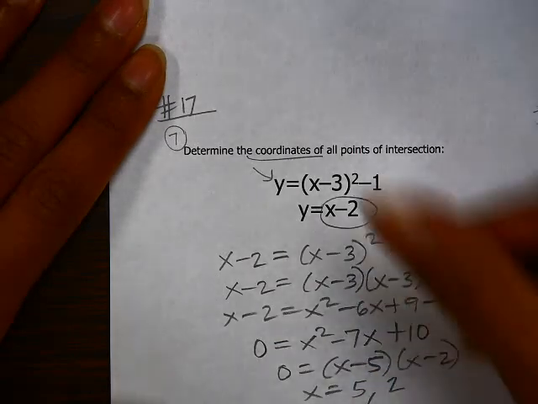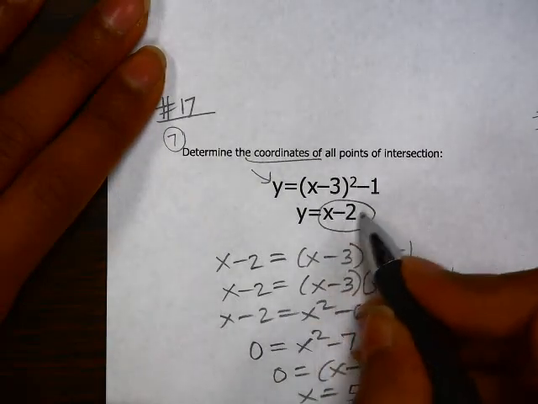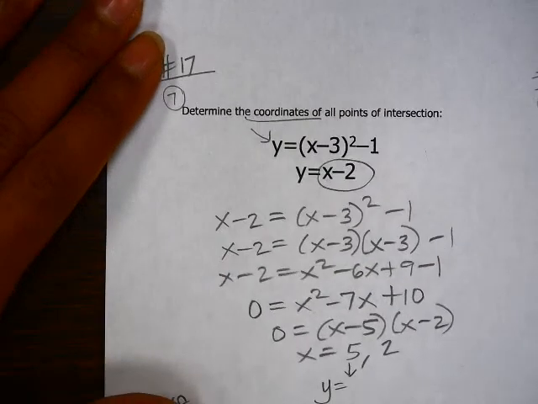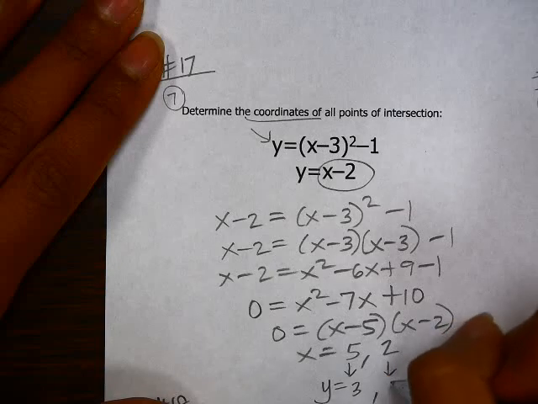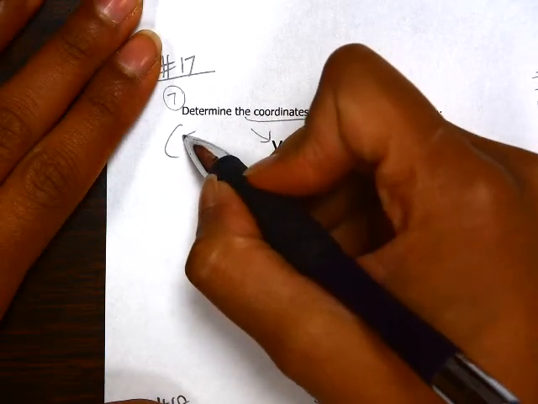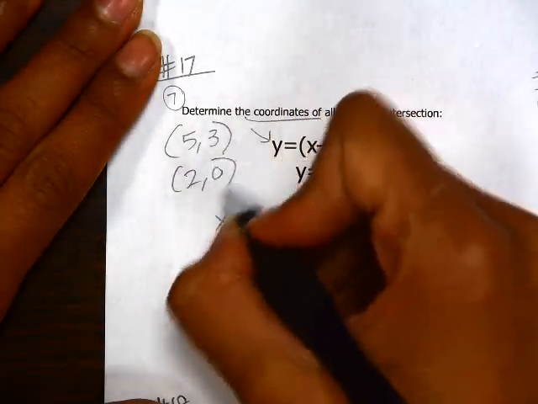Now we need to find the corresponding y values. So y is equal to x minus 2. So here y would be equal to 5 minus 2, which is 3. Here y would be equal to 2 minus 2, which is 0. So my points of intersection are at 5, 3, and at 2, 0.